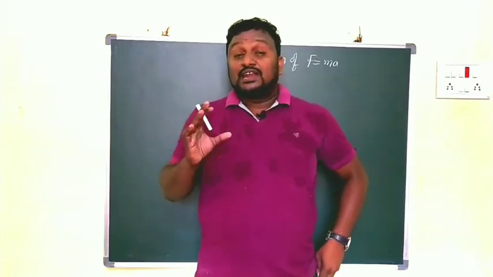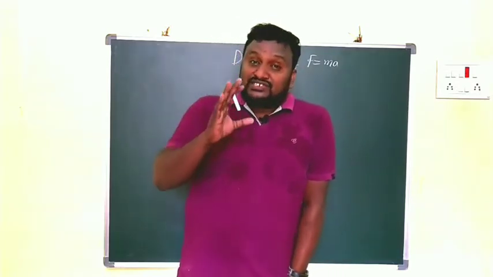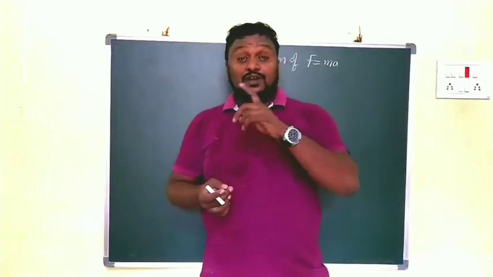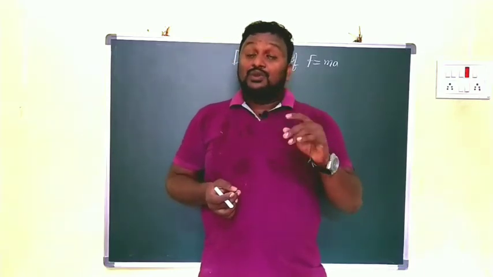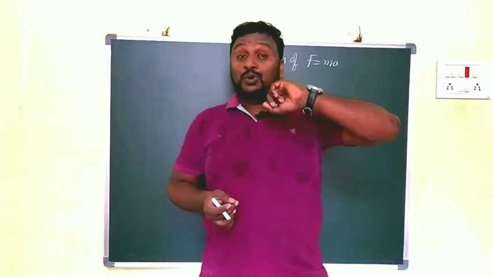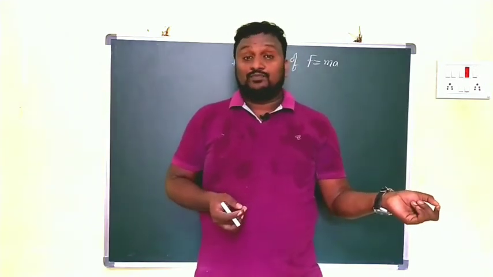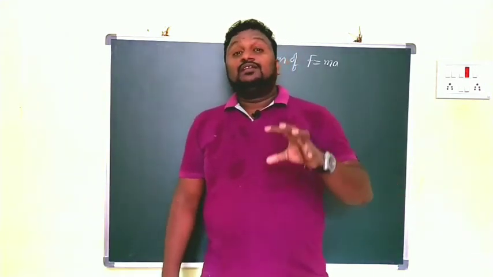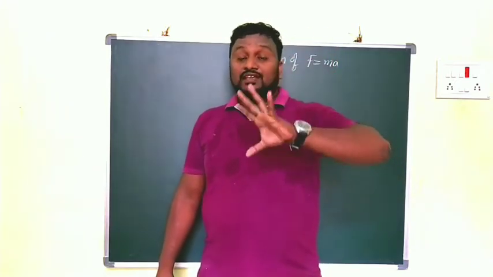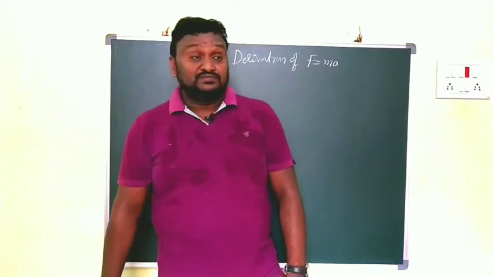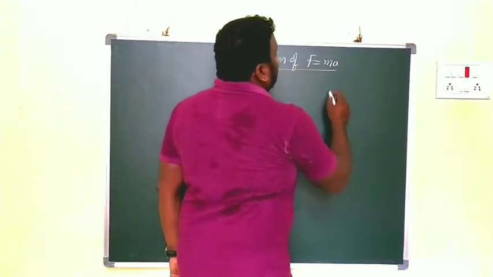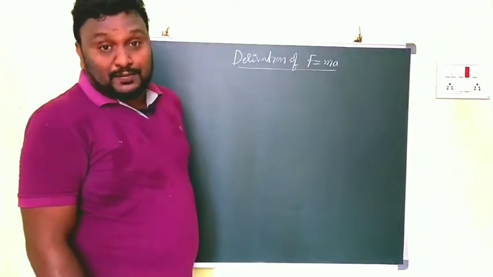Newton's second law of motion is what? The external force acting on the body is directly proportional to the rate of change of momentum. I already told you that rate of change means the change occurring in the quantity with respect to time. Clear? So by using Newton's second law, F is proportional to dp by dt, we have to derive the Newton's second law equation, F equals ma. Derivation of F equals ma.